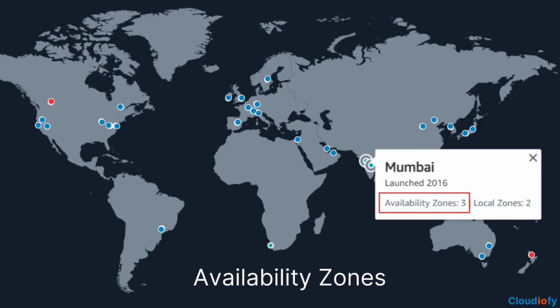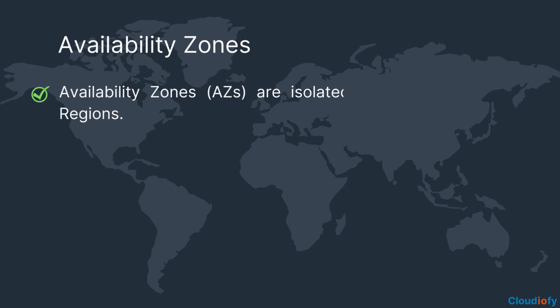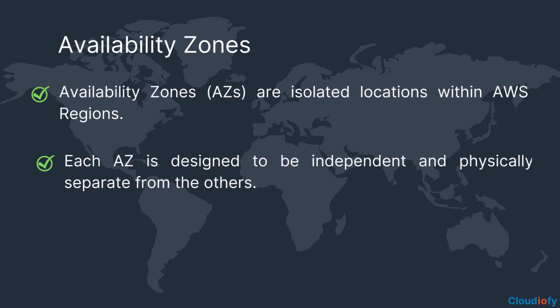Moving on to availability zones. Within each AWS region, you'll find multiple availability zones. Each availability zone is designed as an isolated and self-contained unit within an AWS region. They are physically separate from each other and operate independently with their own power, cooling, and networking infrastructure.